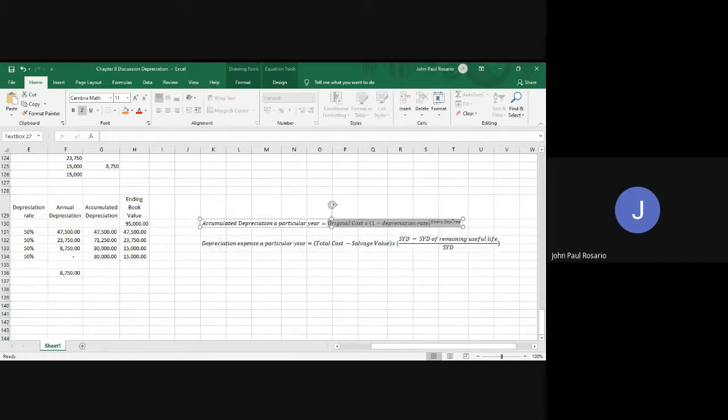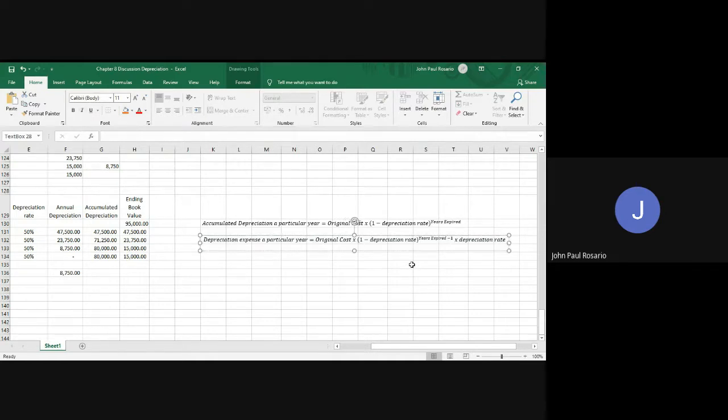How did I do that? Yeah. Okay. So original cost times 1 minus depreciation rate, raised to the power of years expired minus 1, and then you multiply this by the depreciation rate.